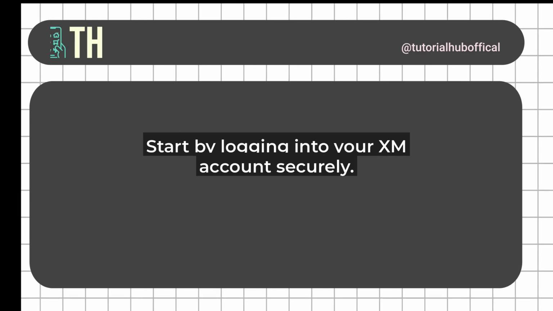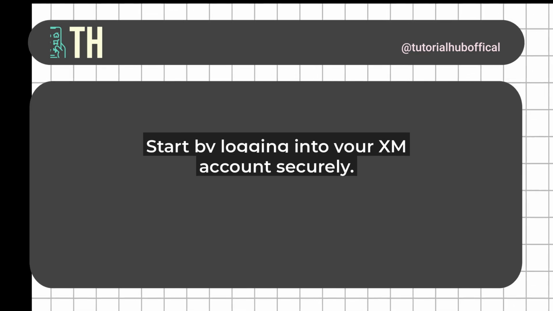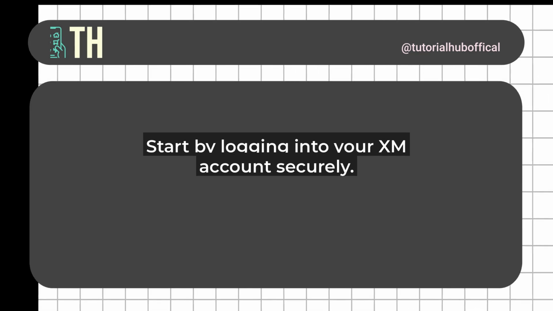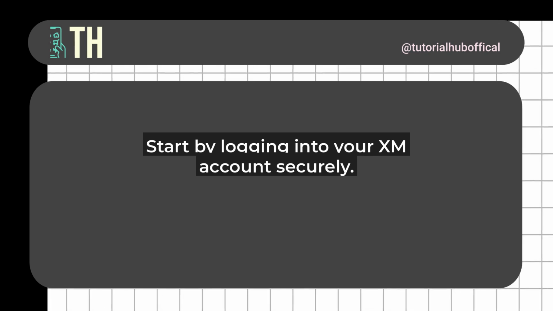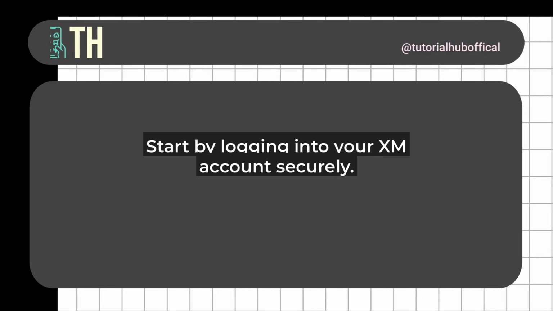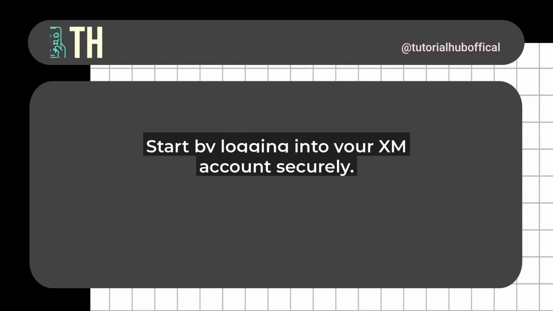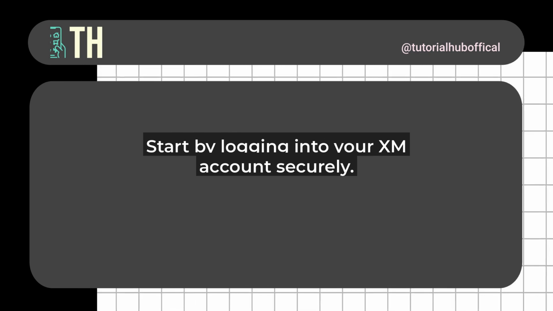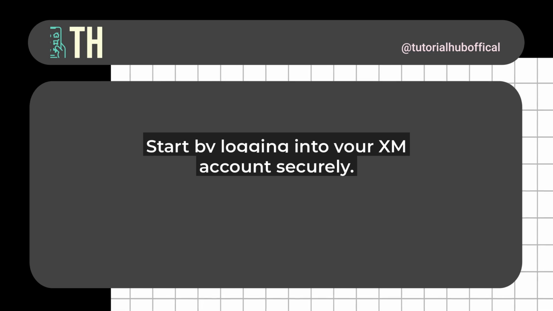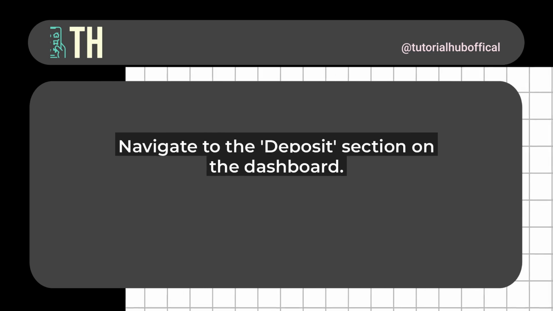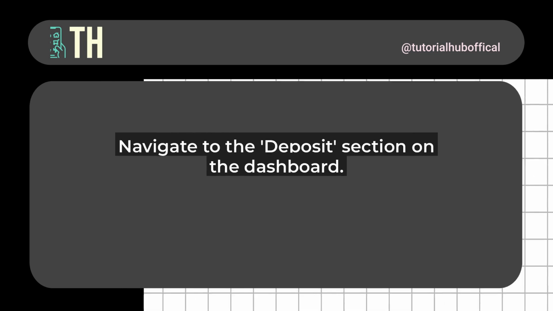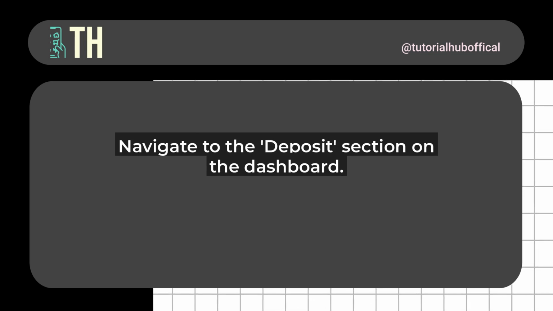First things first, make sure you have your XM account set up and verified. It's crucial for security. Okay, let's dive in. Step 1. Log into your XM account using your email and password. Once you're in, head over to the Deposit or Funds section, usually found in the top menu or dashboard. It's that simple. Next, select your preferred payment method.